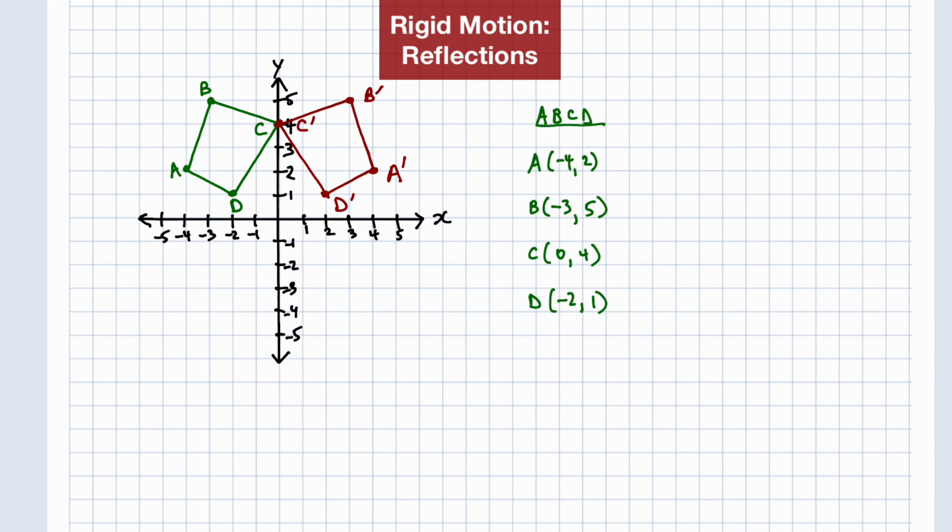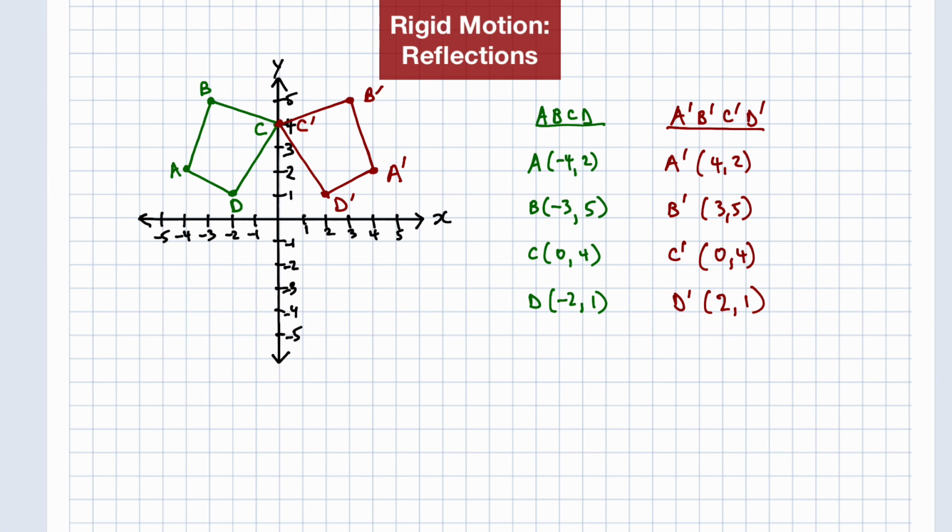Okay, so for quadrilateral ABCD, we have identified point A as negative 4, 2. Point B is negative 3, 5. Point C is 0, 4. And then point D is negative 2, 1. So we're going to do the same thing for the reflected image, A prime, B prime, C prime, D prime. Those are the points for A prime, B prime, C prime, D prime.